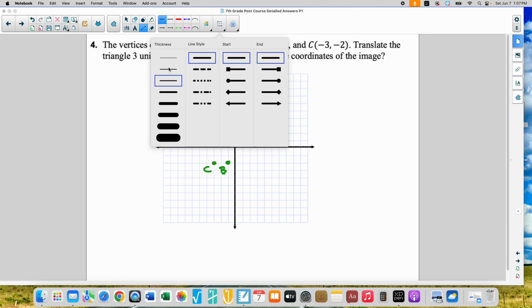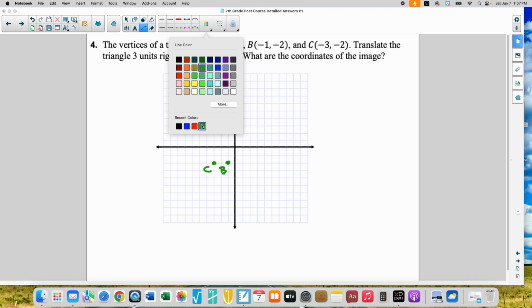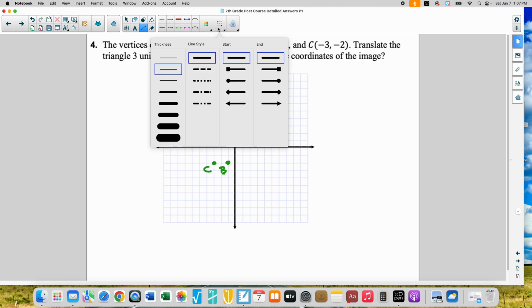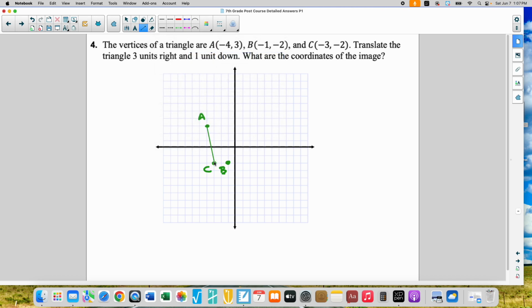That definitely is happening. Let's do green. Let's connect them. So we have this triangle that looks like that. Translate the triangle 3 units to the right and 1 unit down. What are the coordinates of the image?